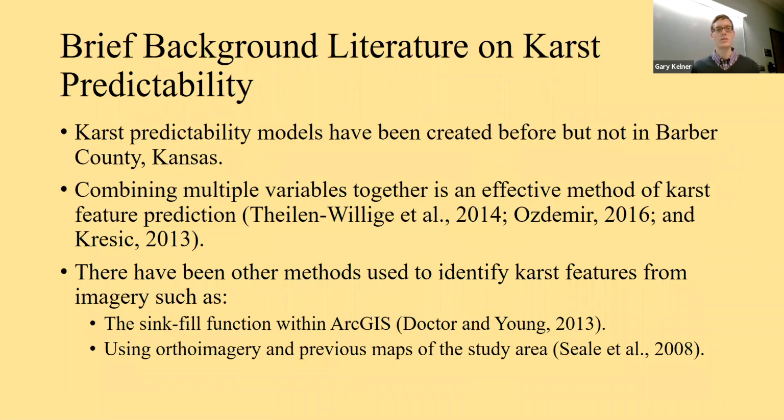So some brief background literature. Karst predictability models have been created in other regions, but not before in Barber County, Kansas. Multiple researchers have shown that if you combine multiple variables together, such as slope, aspect, elevation, the detailed geology, and other variables, it is an effective method of karst feature prediction. There have been other methods used to identify karst features from imagery, such as the sink fill function within ArcGIS, and also using orthoimagery and previous maps of the study area.